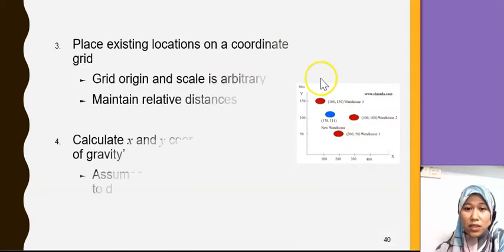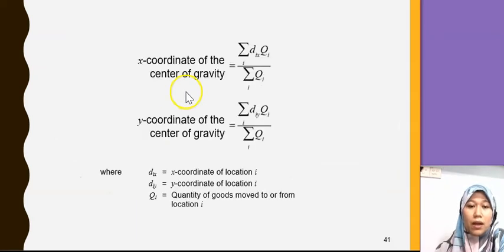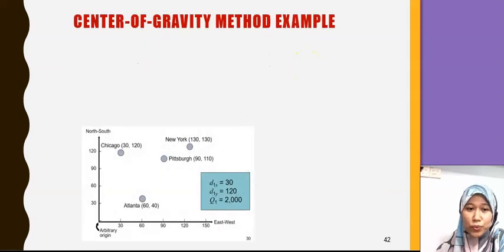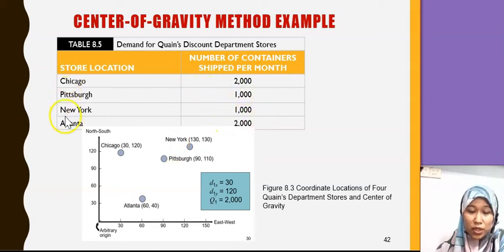Okay, so dia coordinate dia macam ni. Dia ada paksi X, paksi Y. So dia bagi coordination lah, X, Y and also the volume. Alright, these are the formula. Okay. It's very simple actually. So dia punya volume darabkan dengan coordinate, bagikan dengan sum of volume. Okay. These are the example in the notes. So this is the volume for these 4 location and these are the coordinate.